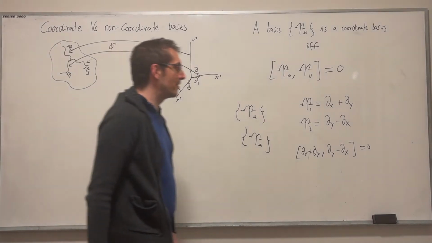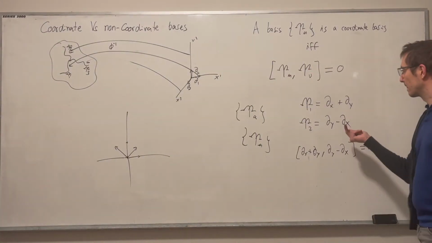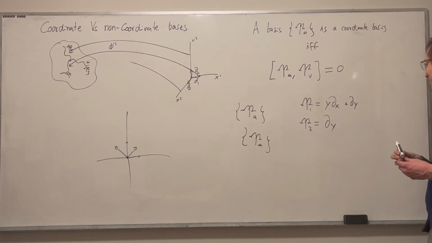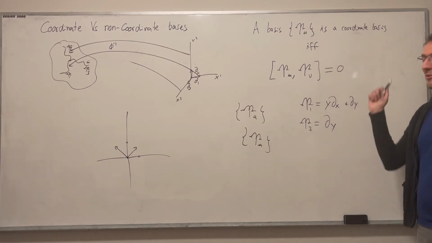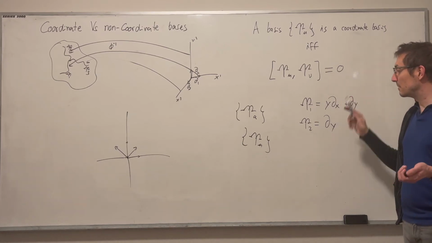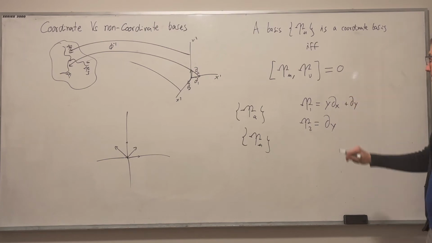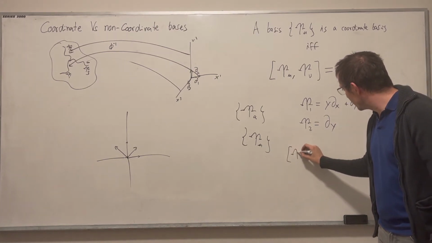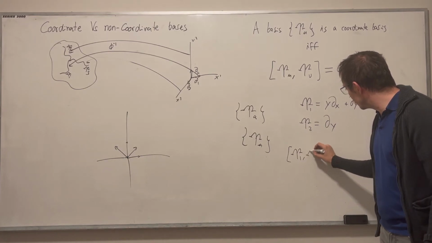Now let's do another example. How about this one? Well, this one's certainly a basis in the sense that you can span any direction combining these two. But I introduced some dependence on the point. Let's see, is this a coordinate basis? Well, let's compute the commutator of epsilon 1 with epsilon 2.